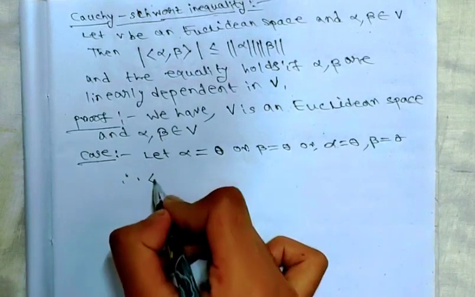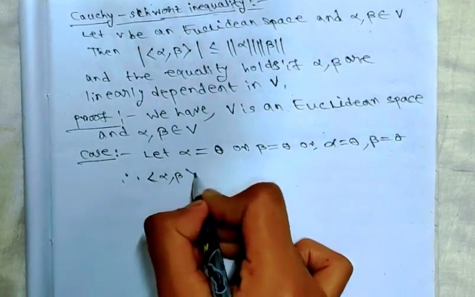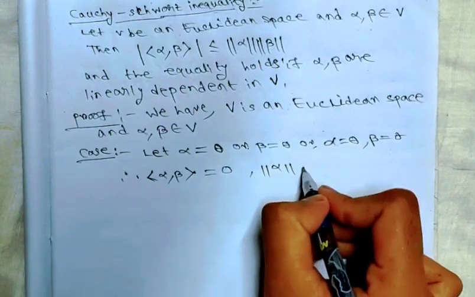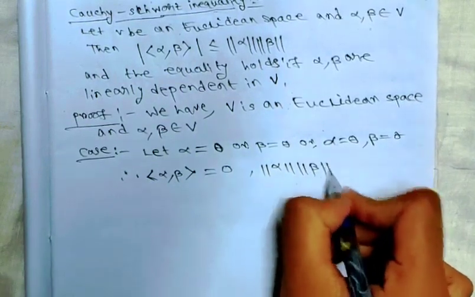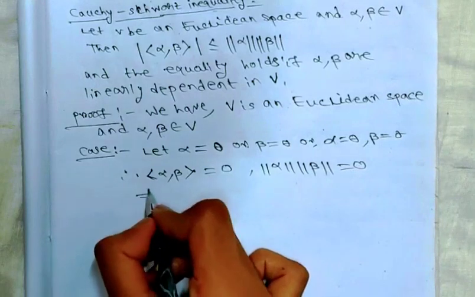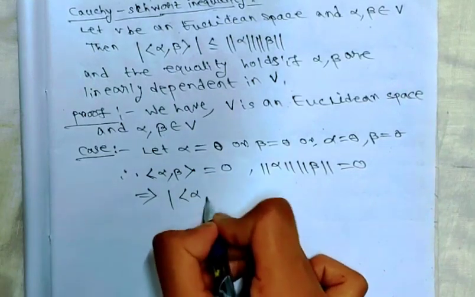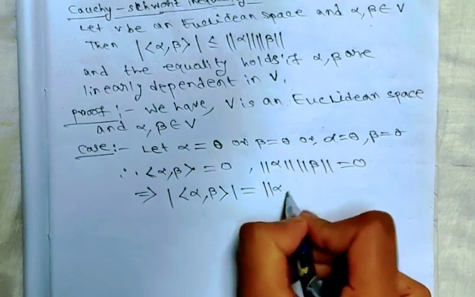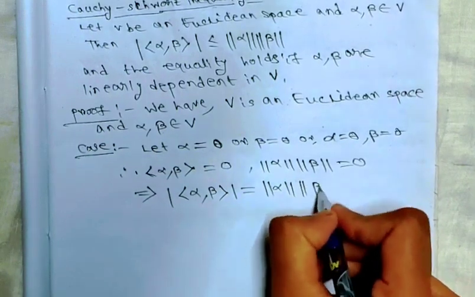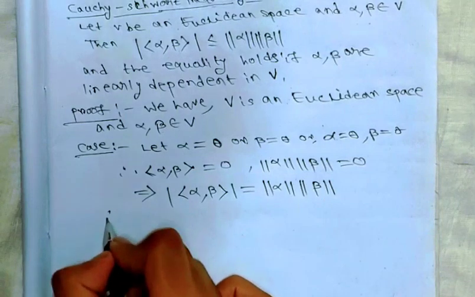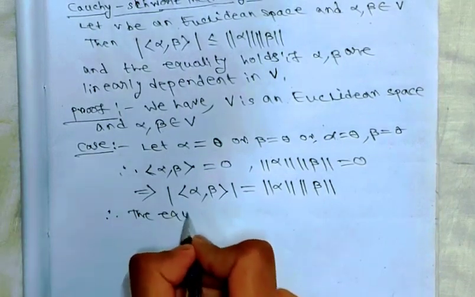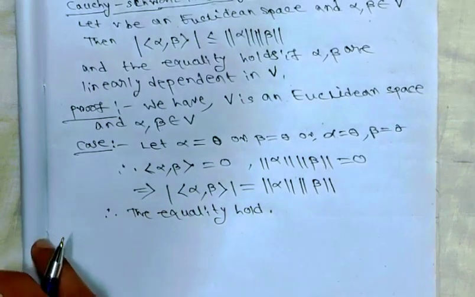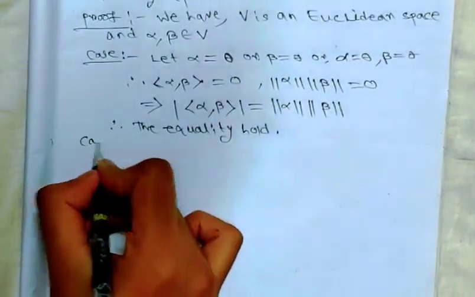Therefore the inner product of alpha, beta equals 0 and norm alpha norm beta equals 0. That implies the modulus of the inner product of alpha, beta equals norm alpha into norm beta. So the equality holds.